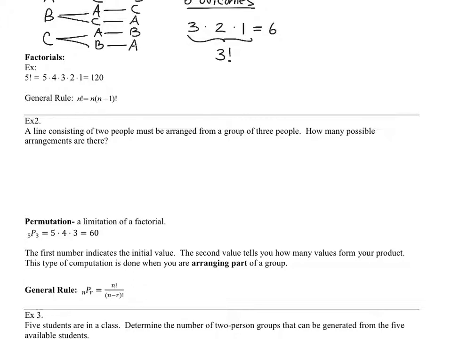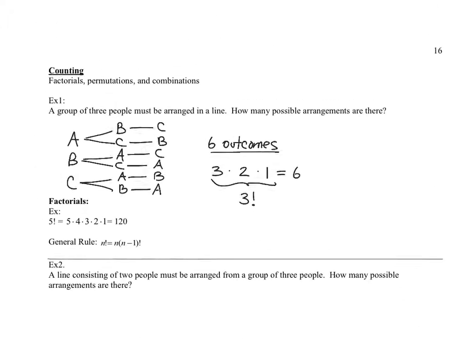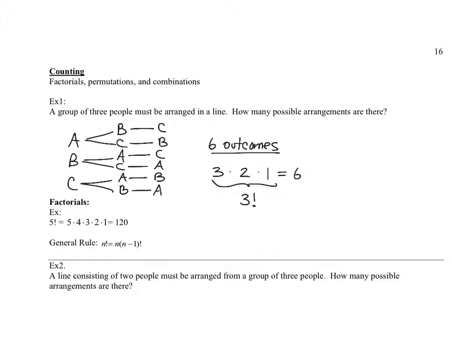Number 2, now we're going to restrict things a little bit. A line consisting of 2 people must be arranged from a group of 3 people. How many possible arrangements are there? Well, we already did it up here. I'm not going to reinvent the wheel.